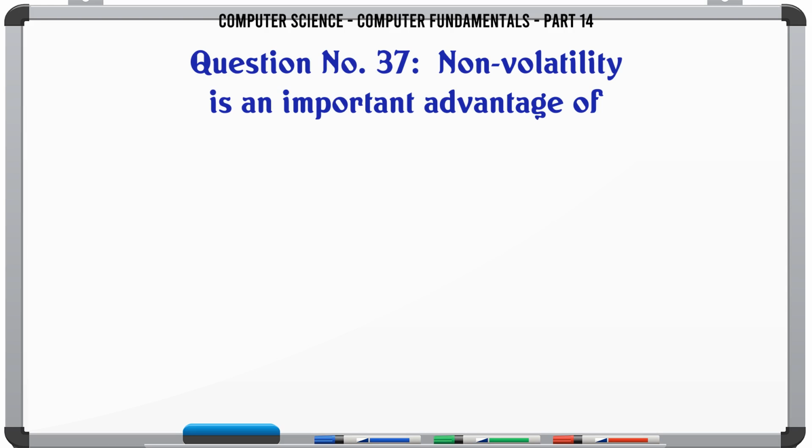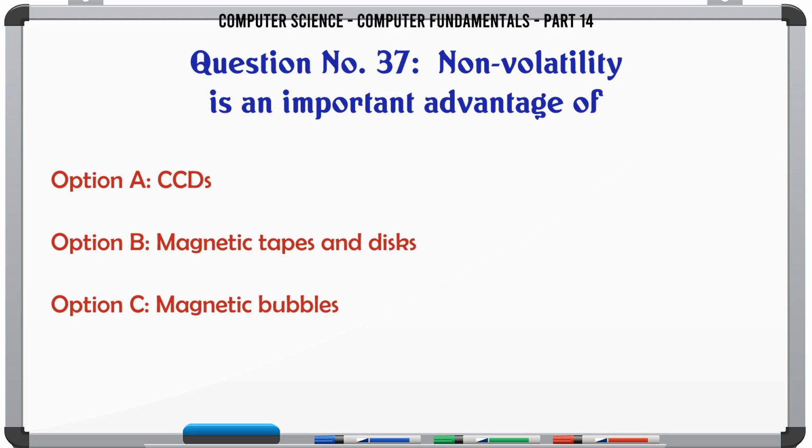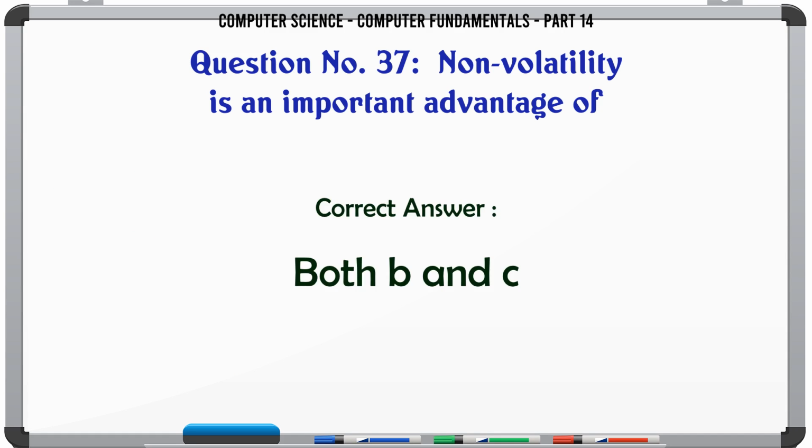Non-volatility is an important advantage of A. CCDs. B. Magnetic tapes and disks. C. Magnetic bubbles. D. Both B and C. The correct answer is both B and C.